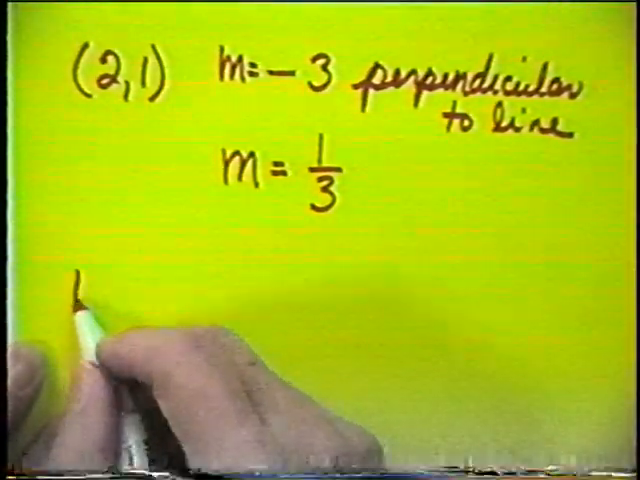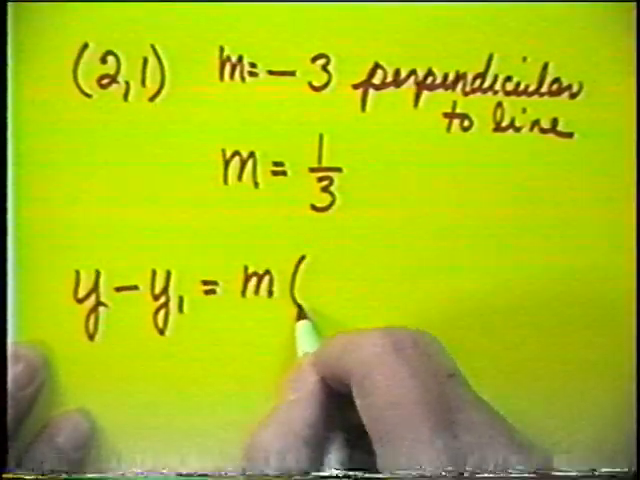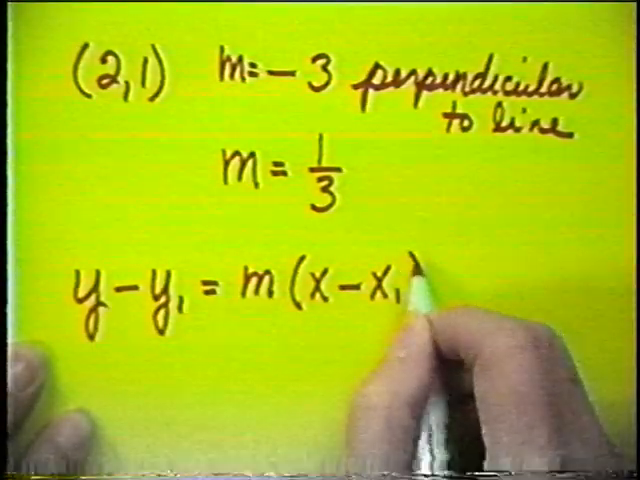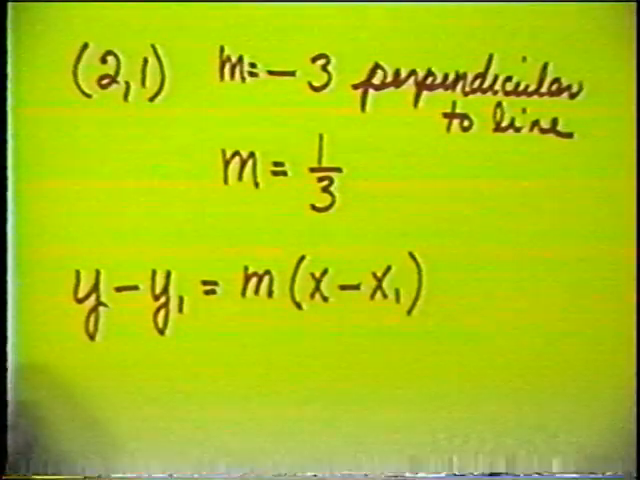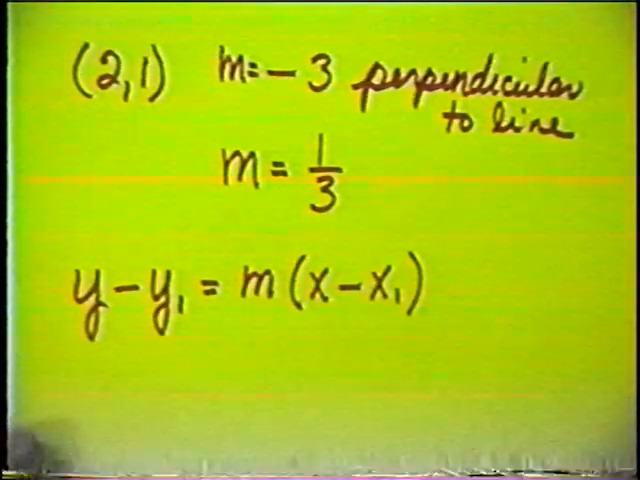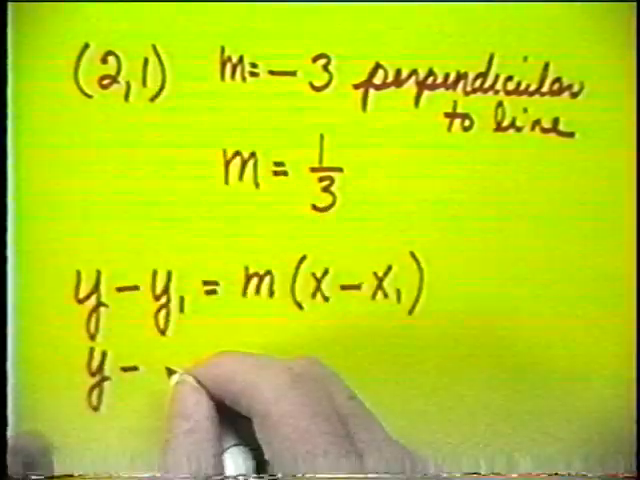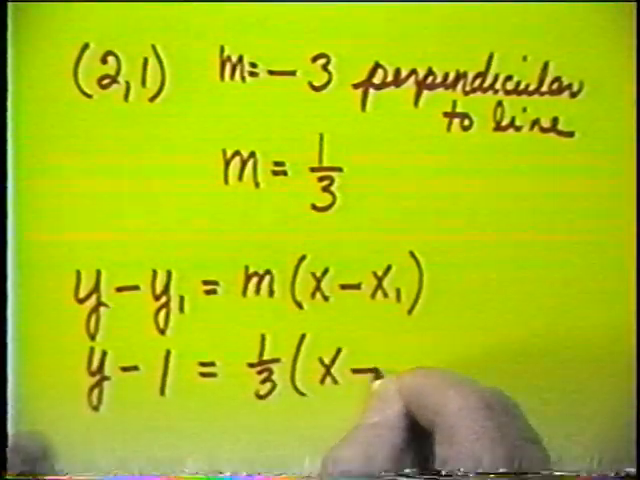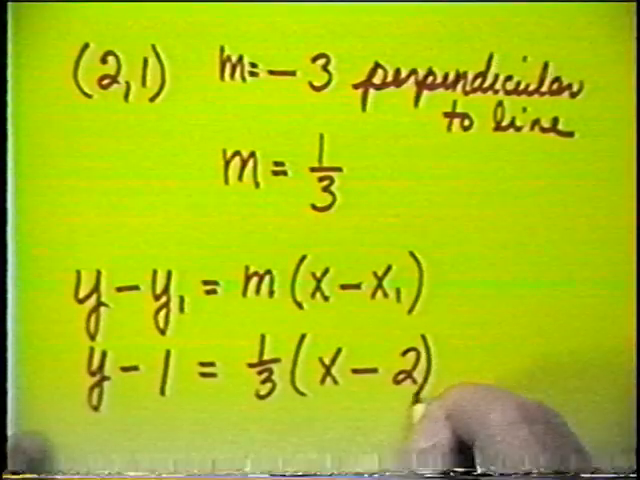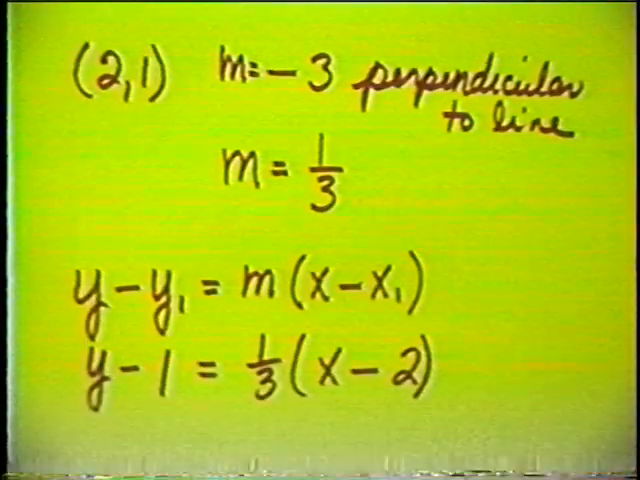It seems like most of you are using this one. Like I said, it's up to you. You can use either of the equations that you want. You can use y = mx + b and get the right answer also. Y minus y sub 1, which is 1, equals 1/3 times the quantity x minus x sub 1, which is 2. Now, Brad, I'm assuming you used this formula. Am I correct?